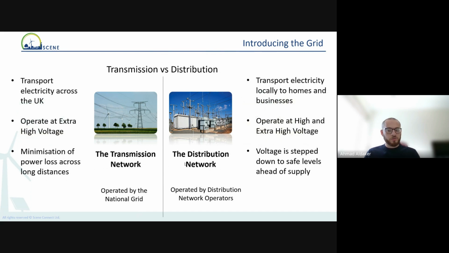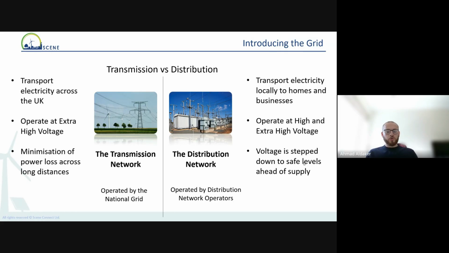Let's take a closer look at the two networks. So the transmission network operates at extra high voltage. So that's 275 and 400 kilovolts in England and Wales. And then in Scotland, it's 132 kilovolts. This is done to minimize the loss of power when transporting across long distances from generator to consumer. So between Scotland and England, for example.